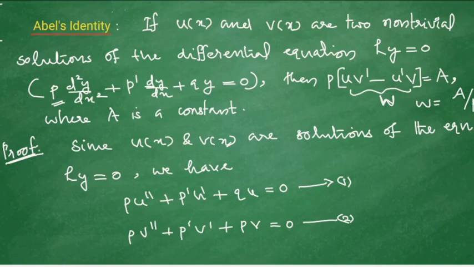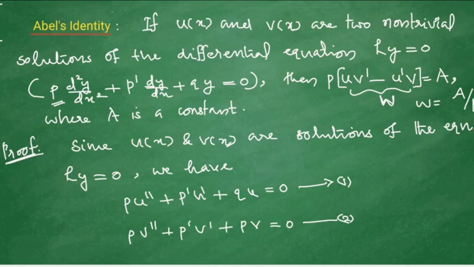Now we have to prove this. This is a very important identity. This is frequently asked in university exams: state and prove Abel's identity. So please note this identity and study this. Since u of x and v of x are solutions, we have to prove that the Wronskian is equal to A by P, or P into W is equal to A.